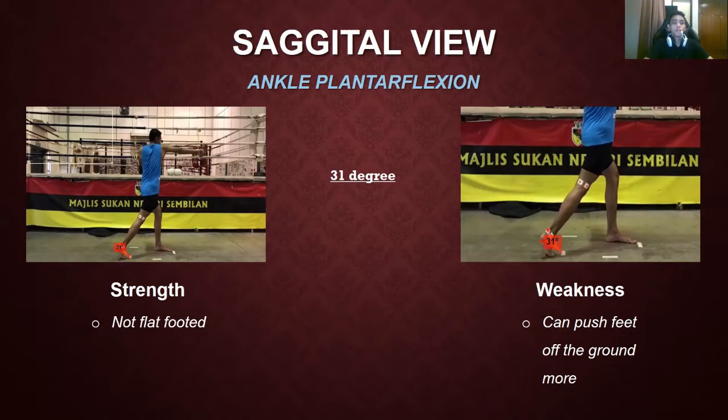fist. Okay, from this point, we can assume that less force is generated if his feet are flat-footed, because he's only focused on generating force from his arm. So as you can see, the strength of Reza is that he's not flat-footed, but the weakness is he can push his feet off the ground more, like an international boxer, to generate more power.